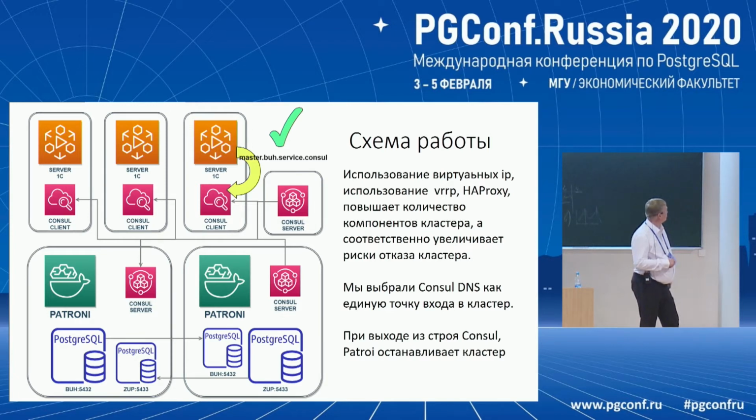So on every instance, we deployed Patroni. Patroni automatically launches Postgres services and controls the latency of the replica.